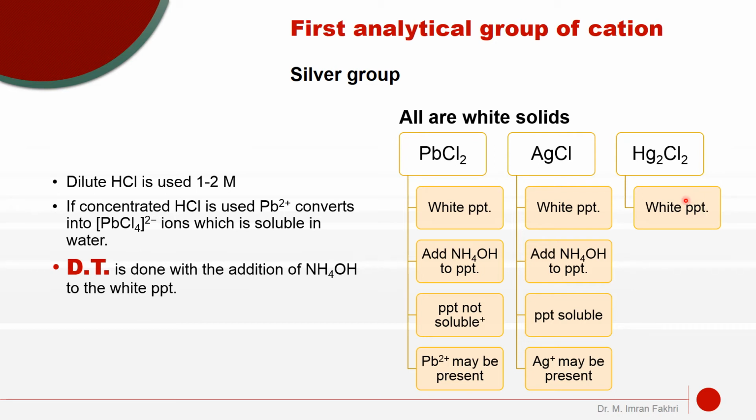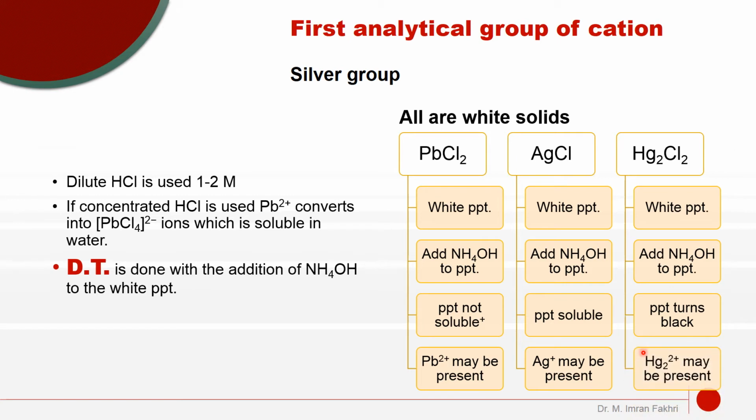He is going to say that the first analytical group of cation may be present, and further he has to add ammonium hydroxide for the distinguishing test. If the white precipitate turns black, we may say that mercurous ion, Hg2 2+, is present in his given salt.